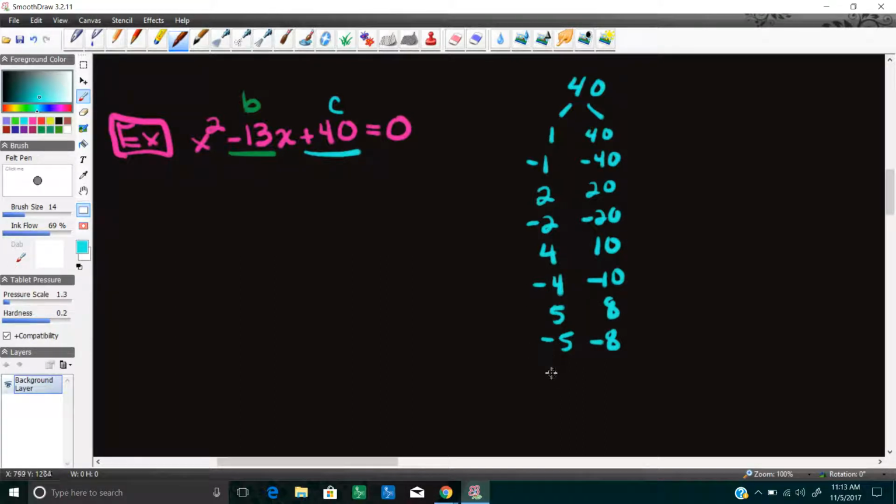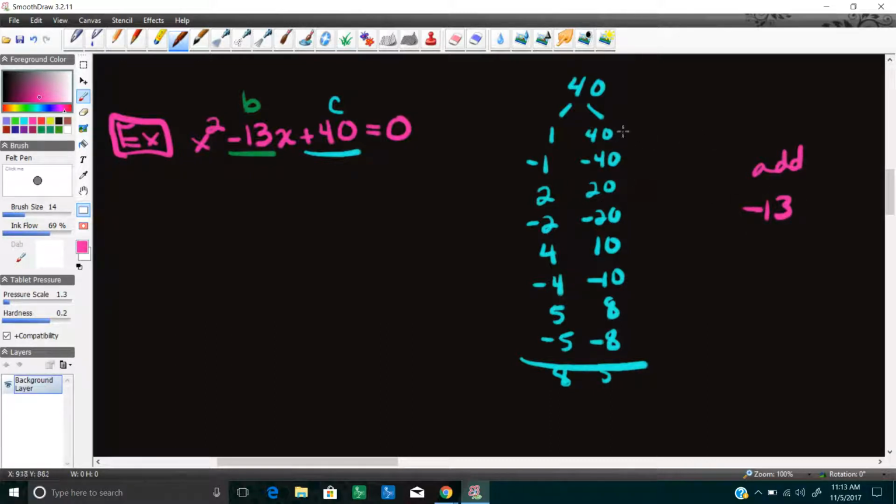So then we have 6 doesn't go in, 7 doesn't go in, 8 goes in, so 8 times 5. But again, we already have 8 times 5, so once we start repeating, we can put our line and just stop there, okay? So from this list, I'm going to try to add everything up to negative 13.